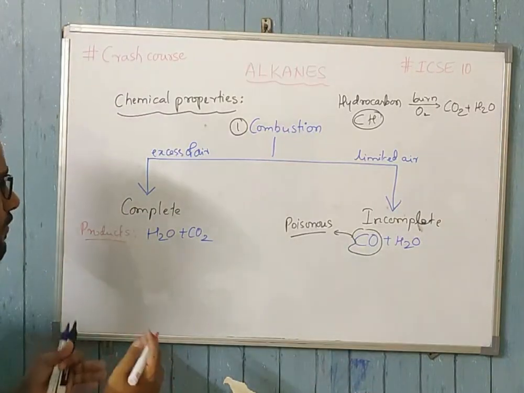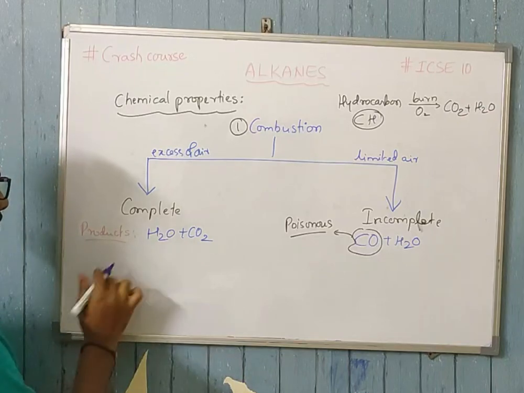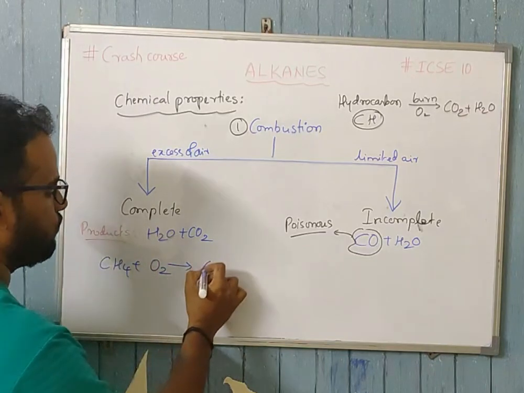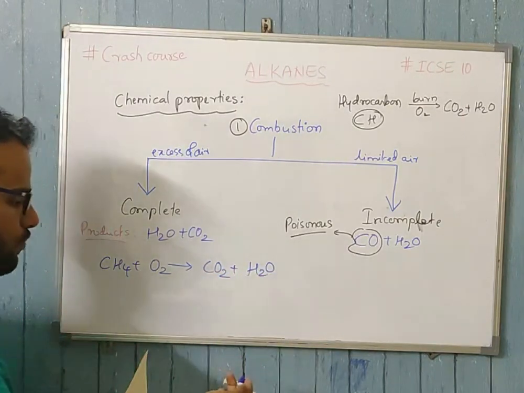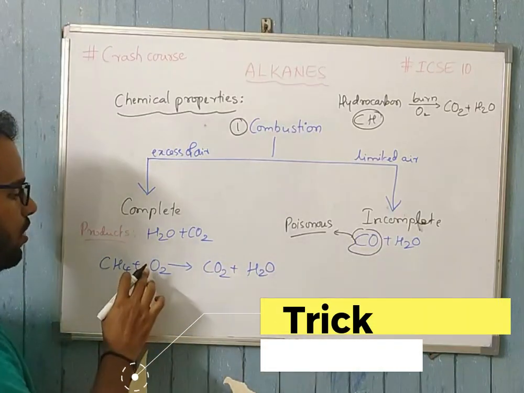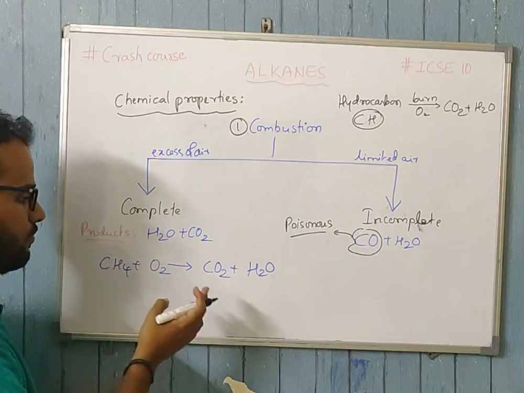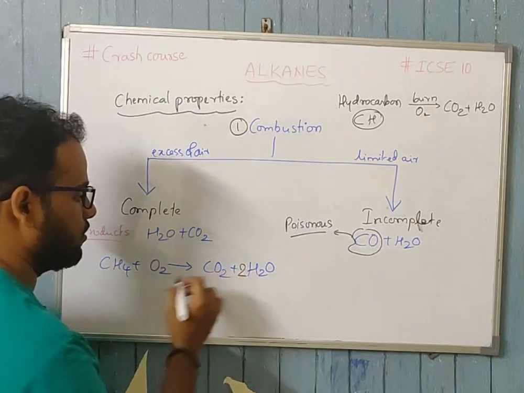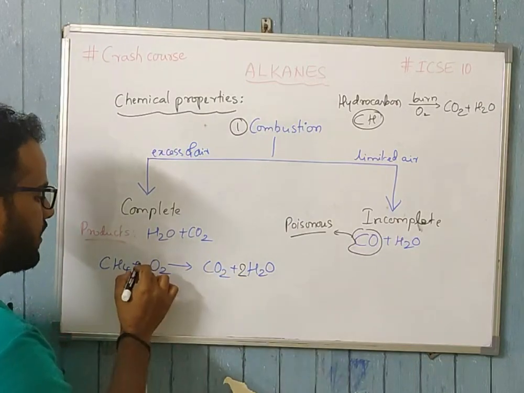Talking about the reactions of methane and ethane. First let's take methane. Combustion with oxygen, complete combustion, will give you CO2 plus H2O. Balancing trick: you keep the oxygen at the last. First you balance carbon and hydrogen. Carbon is 1, hydrogen is 4 here and 2 there, so make it 2. Now oxygen: you count 2 plus 2, 4, so make it 2.